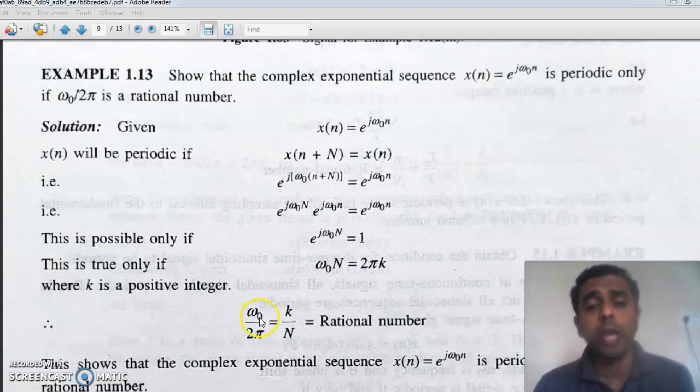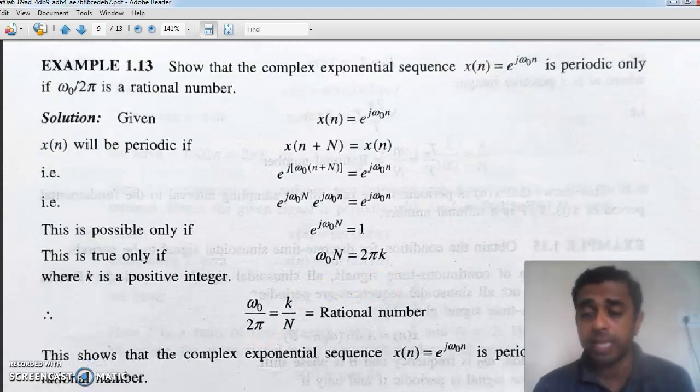Suppose we have omega naught as a multiple of pi, for example, 3 pi here. When you get omega naught as 3 pi, then pi and pi get cancelled, and you get 3 by 2. 3 by 2 equal to k by N, and 3 by 2 is a rational number. Then the discrete time signal is a periodic signal. So the important conclusion is that if omega naught is a multiple of pi, then it is a periodic signal. If omega naught is not a multiple of pi, then it is an aperiodic signal.